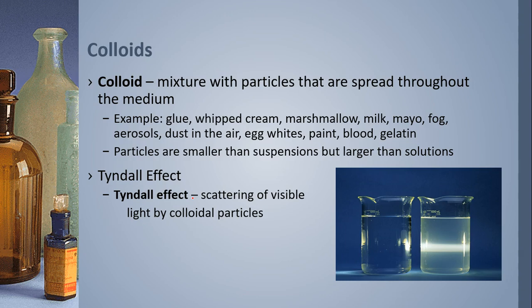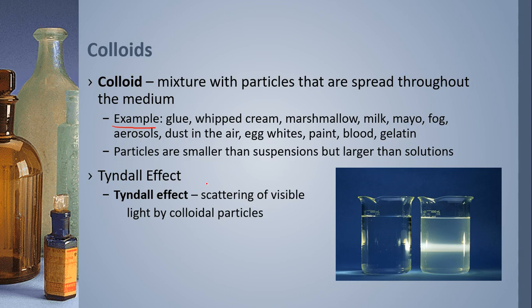The next type of heterogeneous system is called a colloid. Colloids are kind of in a world in between solutions and suspensions. They have medium-sized particles. The deal with colloids is that the particles aren't so large that they settle out, but they're also not so small that you can't see them. They're in between. There are lots of examples listed right here for you. I won't read all of them because you can read them. So, keep in mind that they have medium-sized particles.